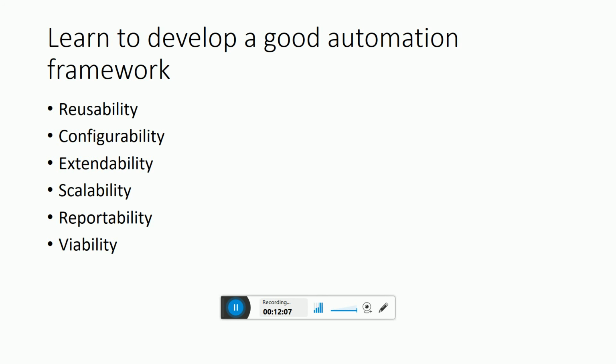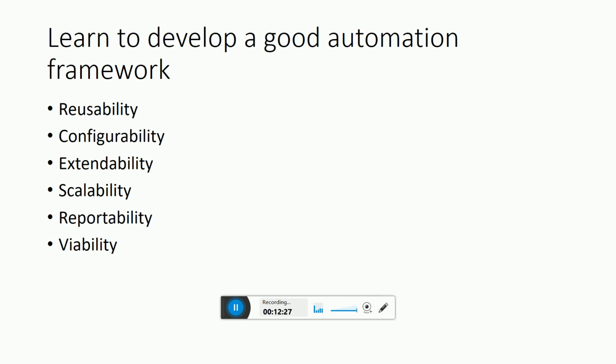Scalability is your automation framework should be global, and it should be scalable to all the projects. Reportability is your managers and your stakeholders need reports about your automation, the health of the automation execution. So you have to have reportability. So you can study about Allure reporting, Vigo reporting, Extent reporting, ATU reporting.